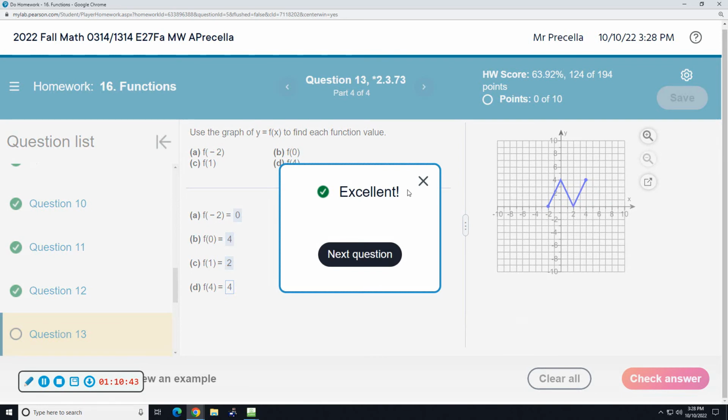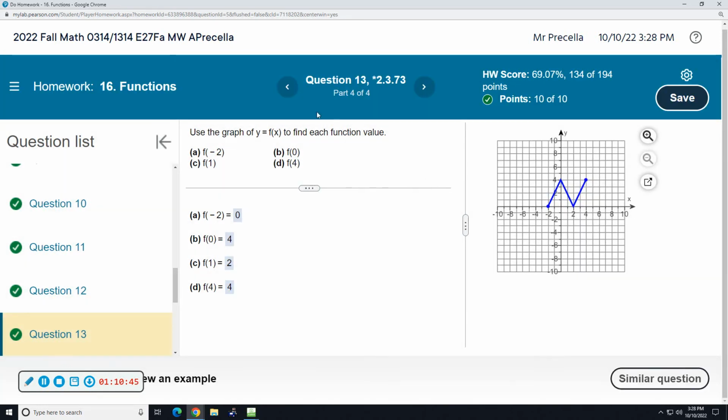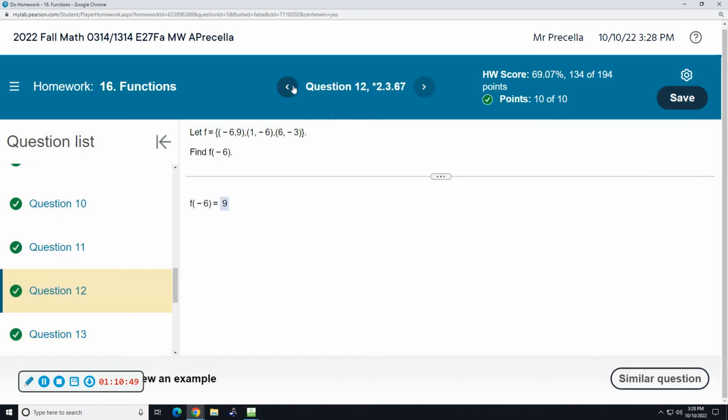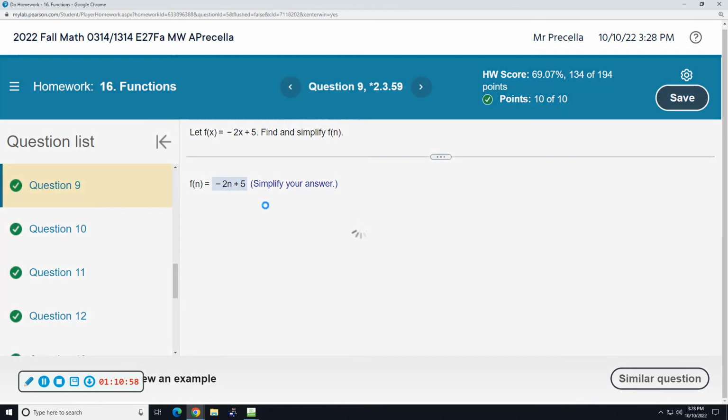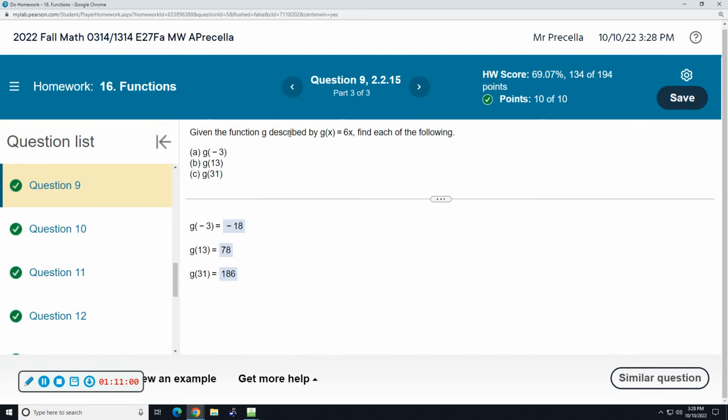Because the instructions say use the graph of y equals f of x to find. Otherwise, it would give you a set of ordered pairs, or what's the other way? Give you an equation. Okay, something like this.